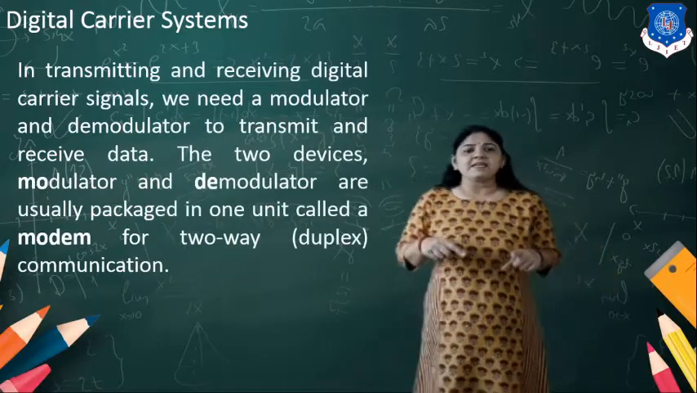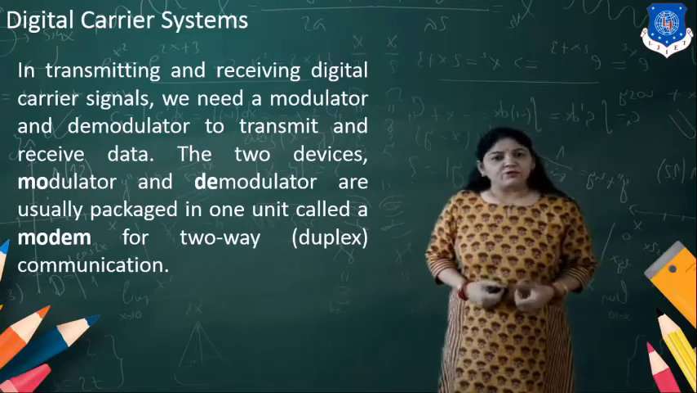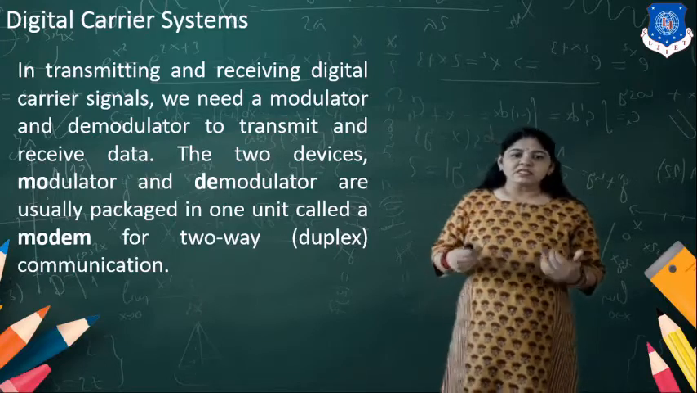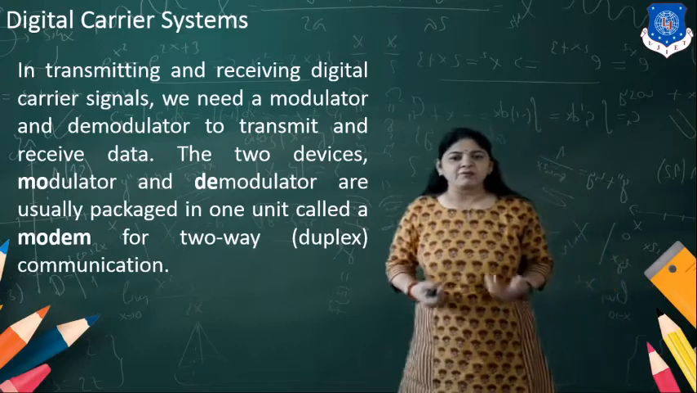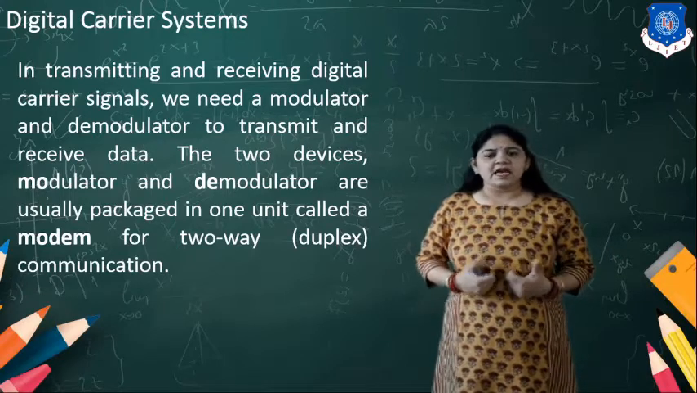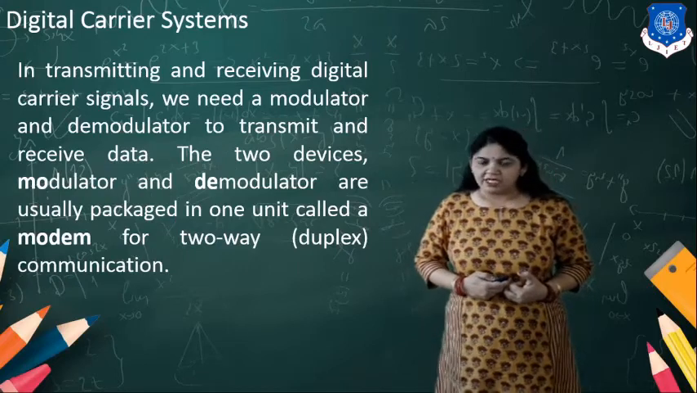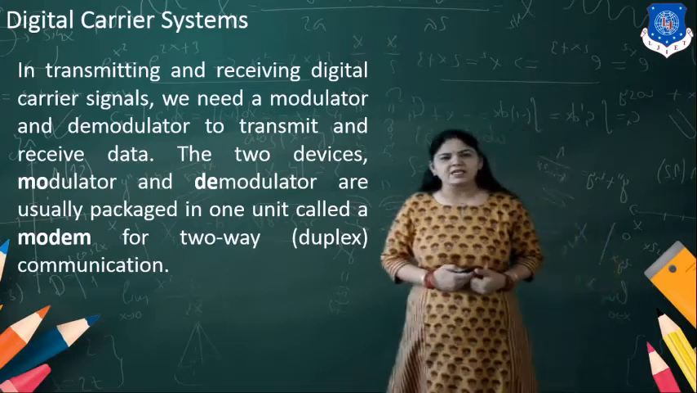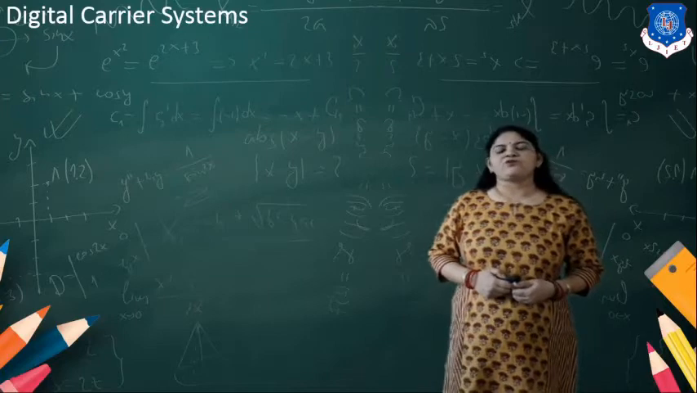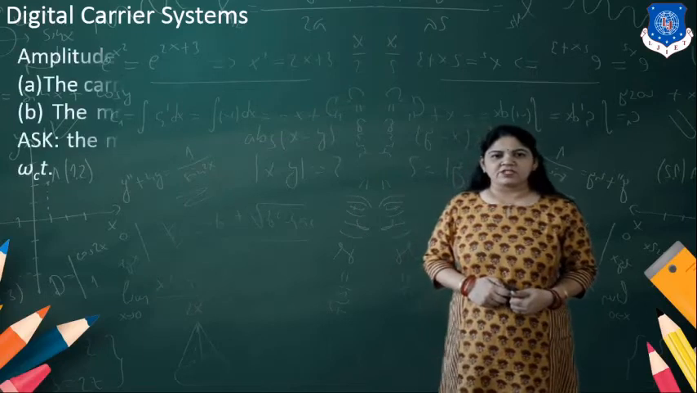Now in transmitting and receiving digital carrier signals, what do we need? We need a modulator and we need a demodulator. These two devices are usually packed in one unit, which is referred to as a modem for two-way communication. As we know, nowadays we are using a modem in our home, which can be used for both tasks, the mod in modem and the dem in demodulator.